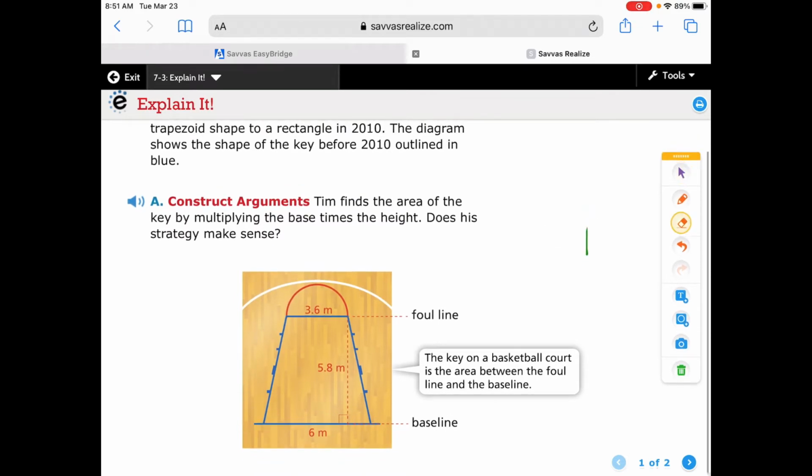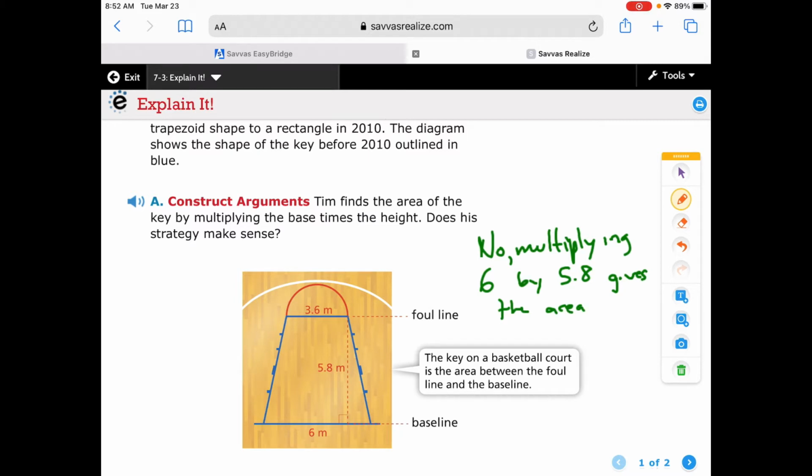All right, so if we take a look at part A here, the strategy would not make sense because multiplying 6 by 5.8 gives the area of a rectangle. We don't want the area of a rectangle, we want the area of a trapezoid, which is slightly different.